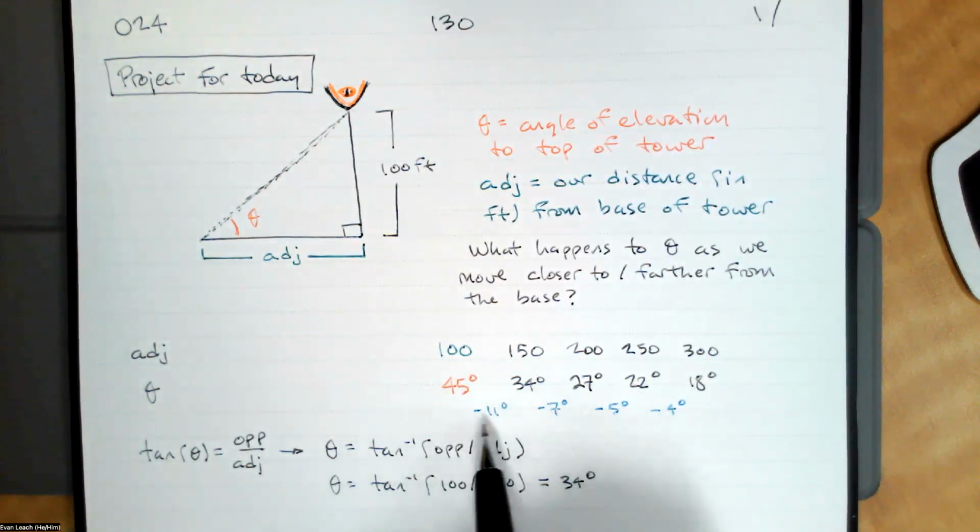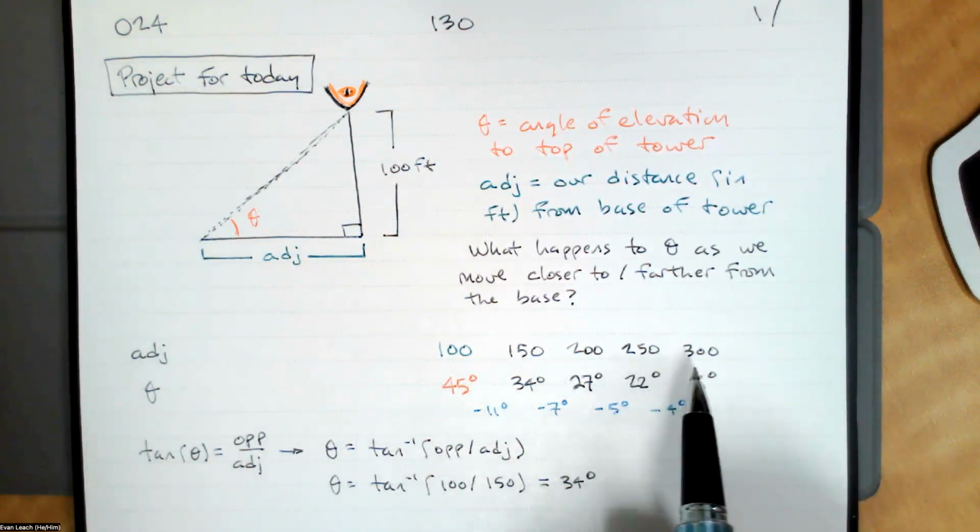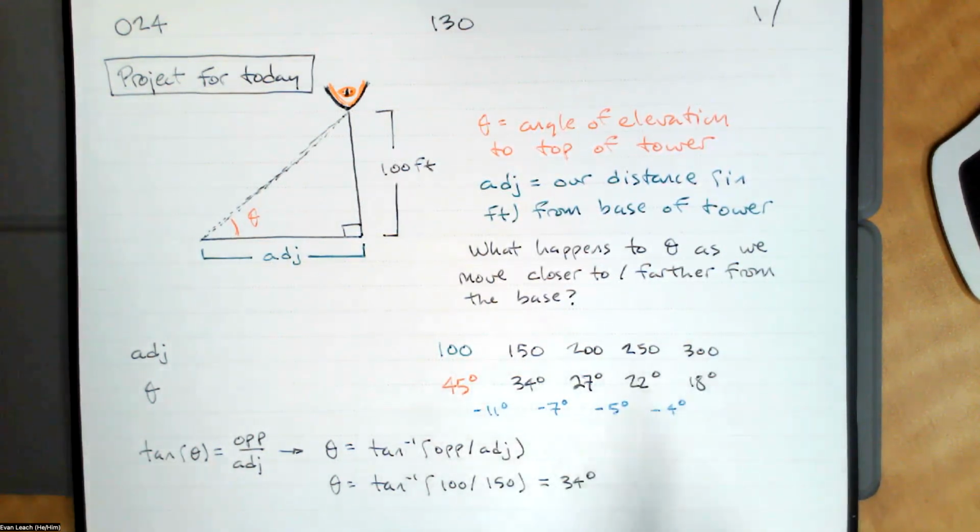It was a big change in the angle from 100 feet to 150 feet, but not much change from 250 feet to 300 feet. Take a minute and think about how that matches with your intuition, because the further away you go, the less change you're going to be seeing.